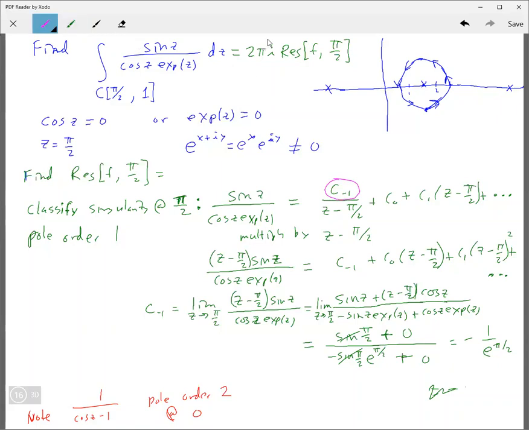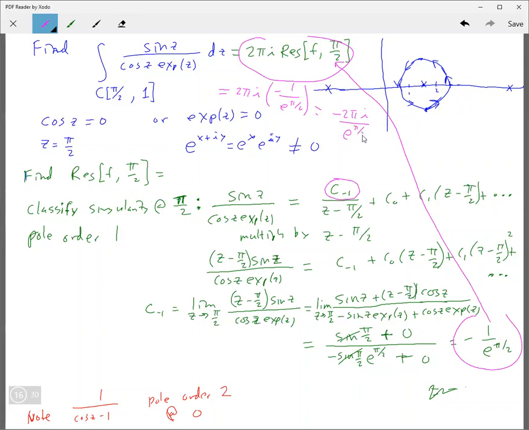So now you take that and plug it into here. Okay, so the answer is going to be 2 pi I times negative 1 over e to the pi over 2. So it's going to be negative 2 pi I over e to the pi over 2. That's what the integral is going to be. Okay, so that's another example.